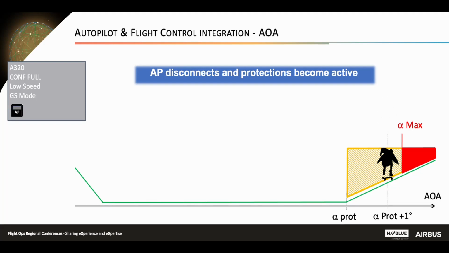Now in manual flight, the flight control system and its protection will maintain the aircraft in the normal flight envelope. When the pilot releases the stick, the flight control laws bring back the aircraft to the normal flight envelope.